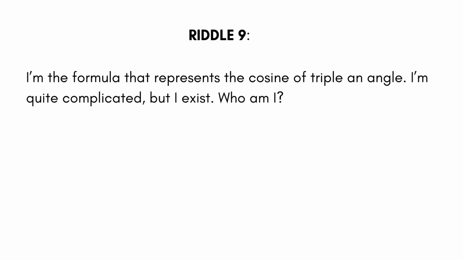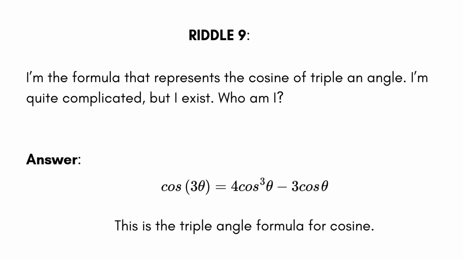Riddle 9. I'm the formula that represents the cosine of triple an angle. I'm quite complicated, but I exist. Who am I? Answer. Cos of 3 theta is equal to 4 cos cube theta minus 3 cos theta. This is the triple angle formula for cosine.